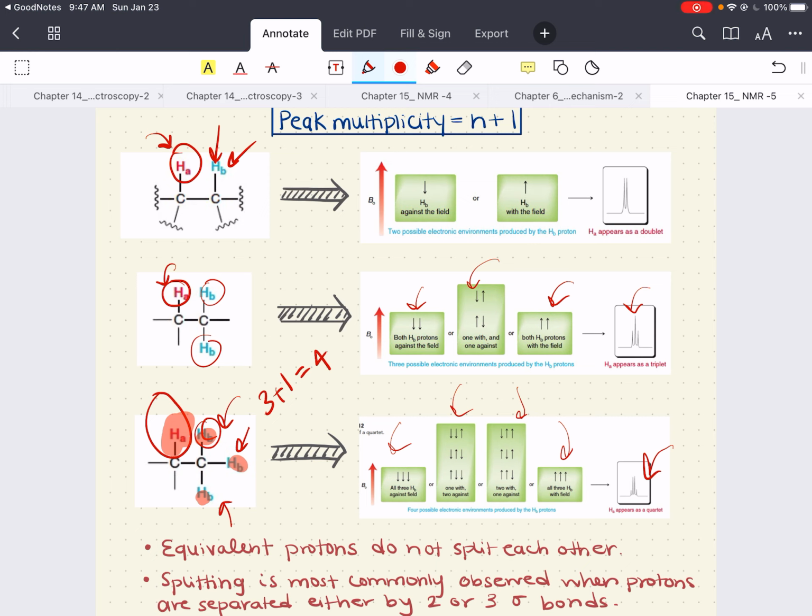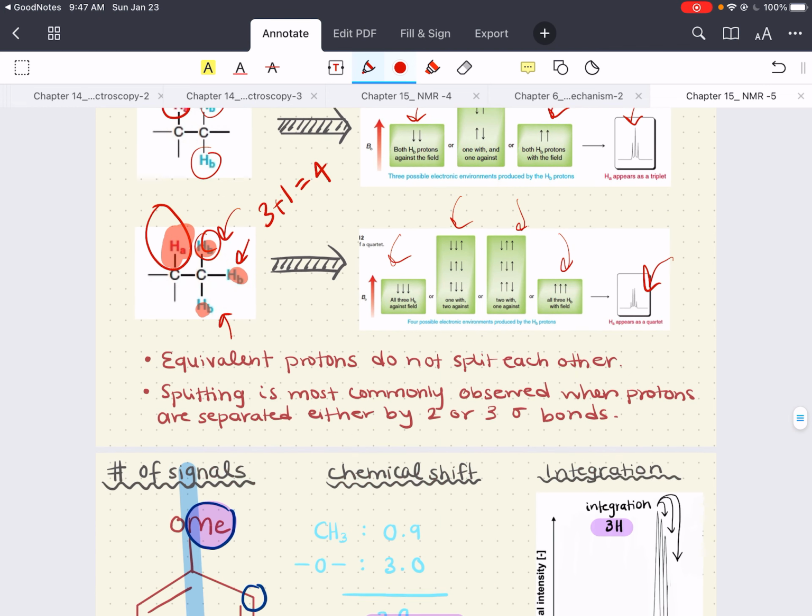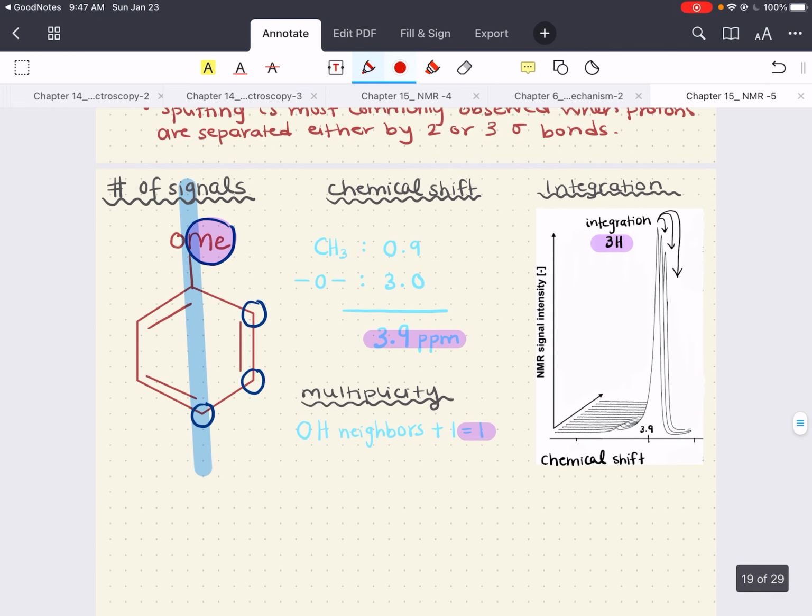Now, let's put all these pieces that we've learned about NMR together. We talked about number of signals, chemical shift, integration, multiplicity.